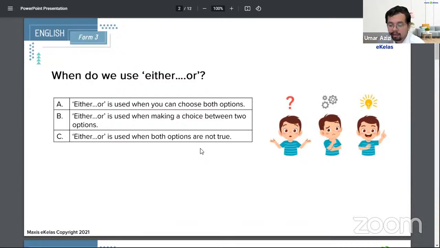When do we use either or? A, either or is used when you can choose both options. B, either or is used when making a choice between two options. Or C, either or is used when both options are not true. Which one is it? A, B, or C?